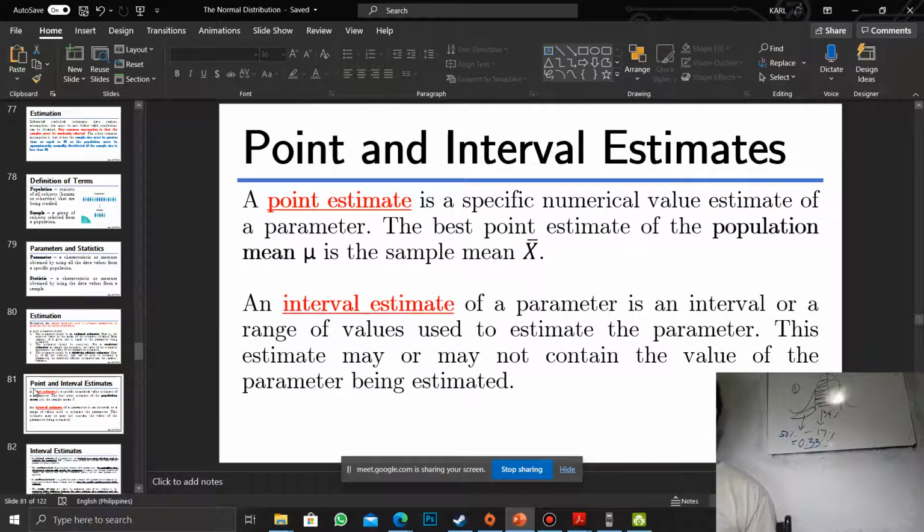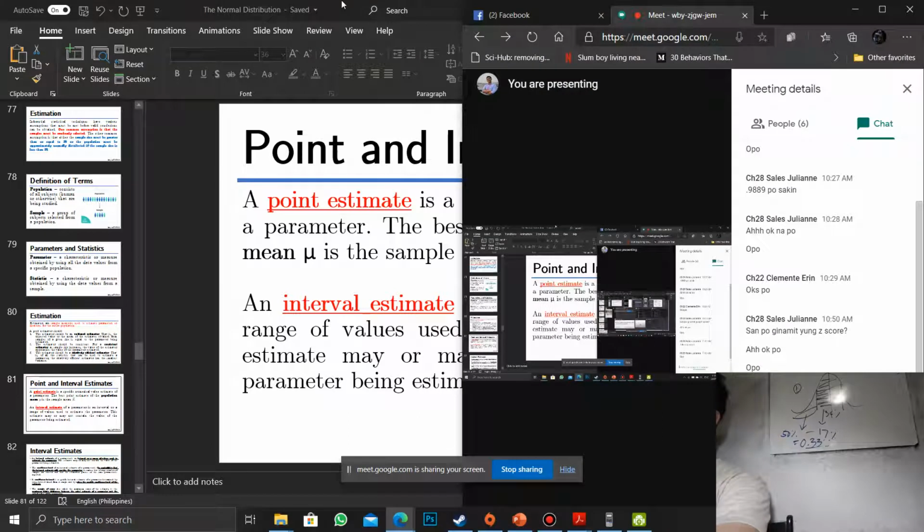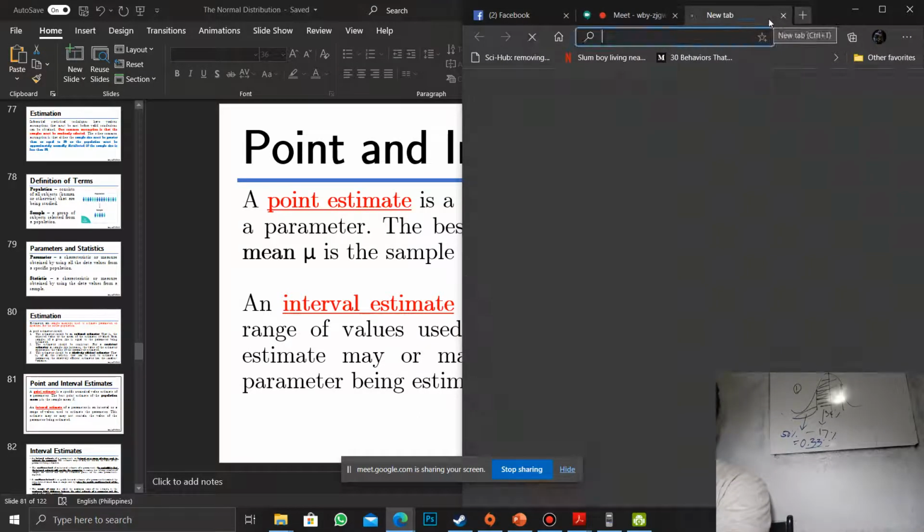Skip na yan. There are two kinds of estimates, guys. Point estimate is a specific numerical value estimate of a parameter. Example, best point estimate of the population mean is the sample mean. We'll be using this a lot. Ngayon, check natin yung sa median kasi di ko alam kung tawag doon.